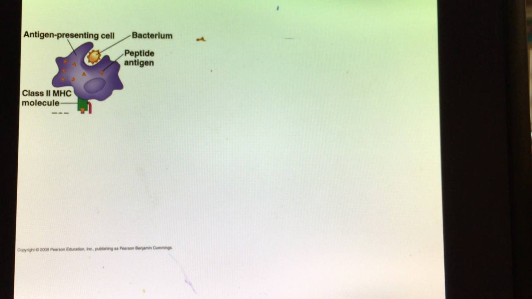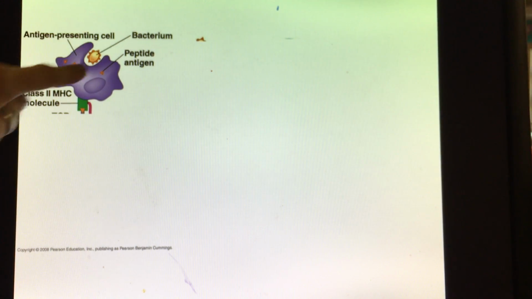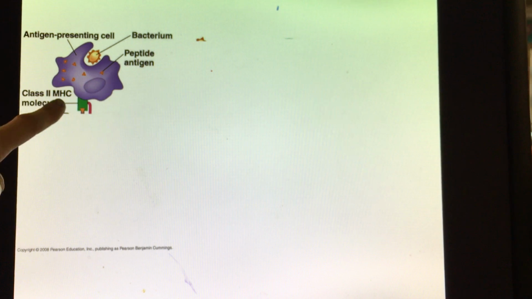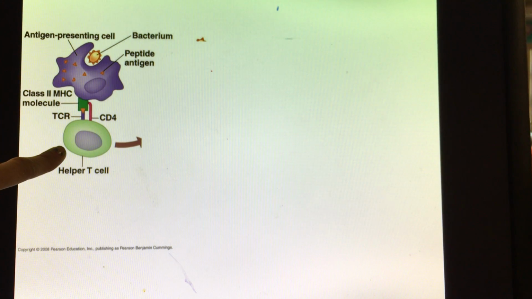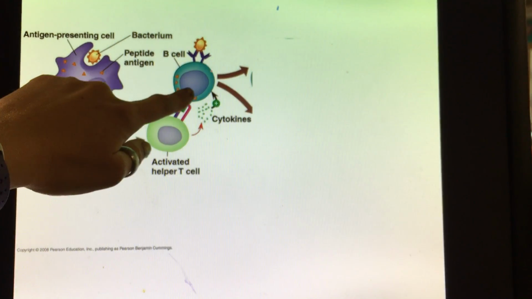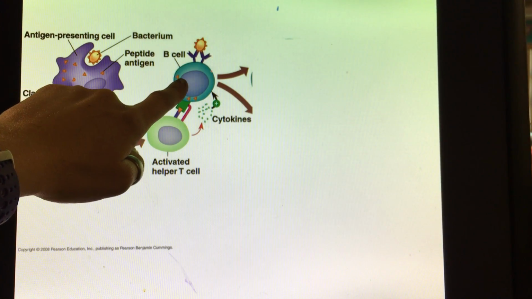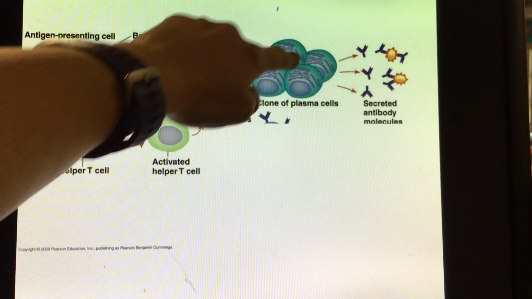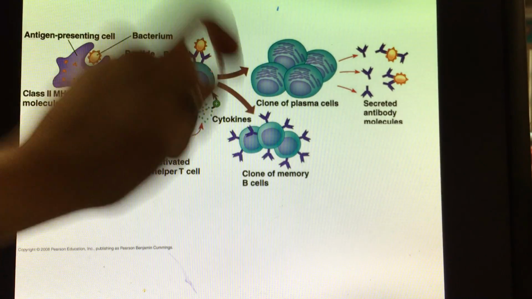Now, here's a picture from your textbook. You have your antigen-presenting cell. Your macrophage is going to engulf the bacterium. Here you have your class 2 MHC molecule that presents it on its surface. It activates a helper T cell, which then is going to activate that B cell by releasing cytokines. And now that B cell will go through clonal selection and start to divide into plasma cells that release the antibodies, as well as memory B cells that remember this invader.